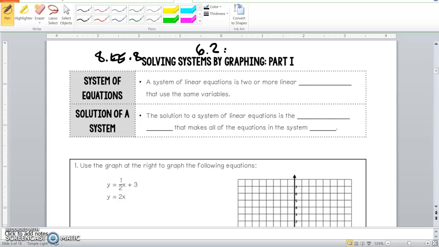Hello, welcome to lesson 6.2 on solving systems by graphing. This is the first part of two parts to this same lesson on solving systems by graphing.